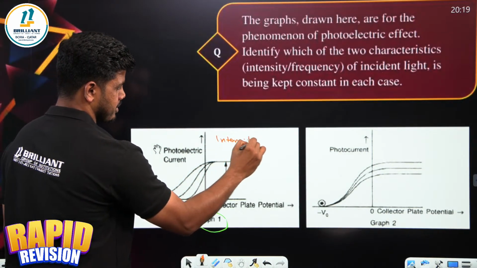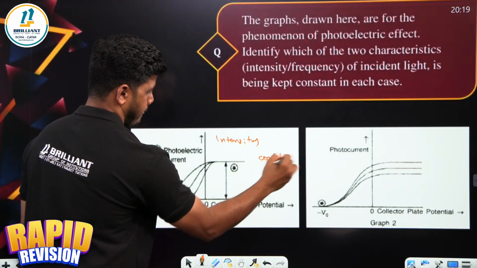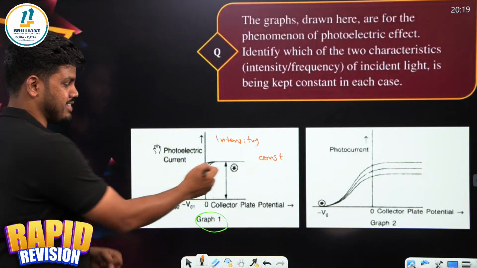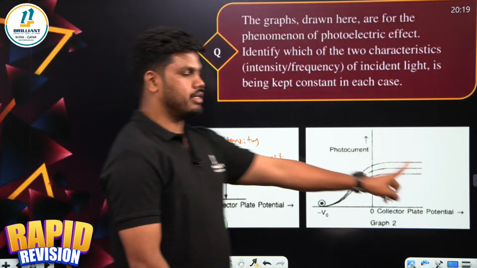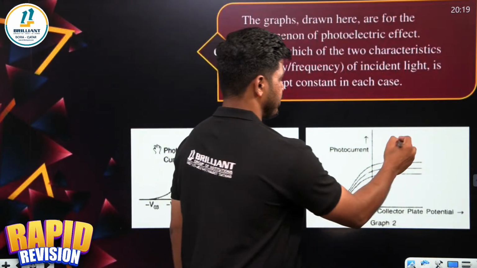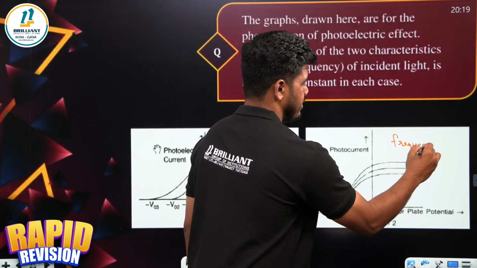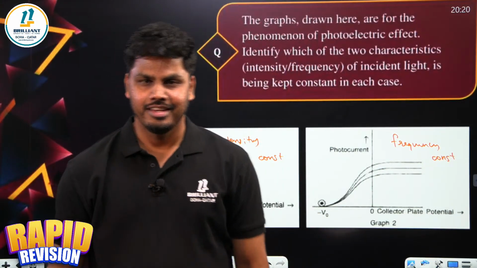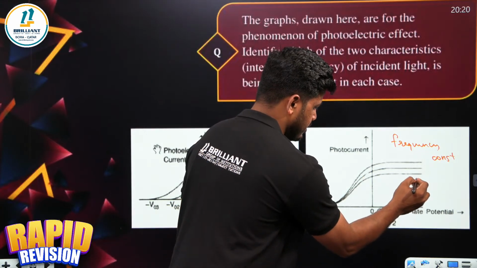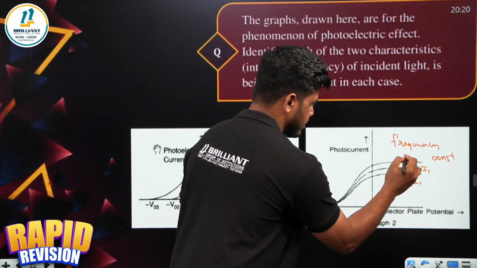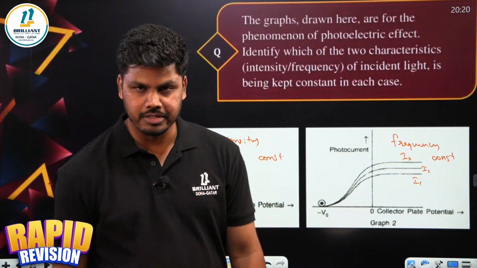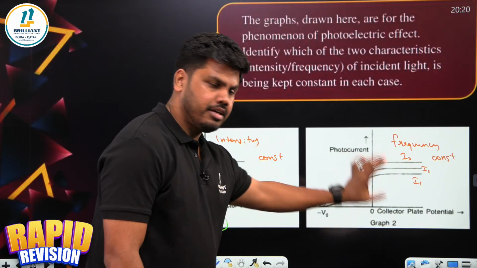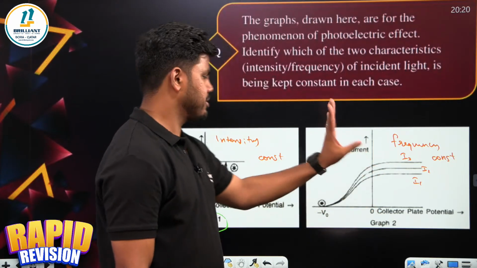Here intensity constant, because different frequencies, different stopping potential, but same current value. And look at this. In the second graph, frequency kept constant because same stopping potential but different values of current, intensity I1, intensity I2, intensity I3. Highest intensity is I3, more current. So it is easy now, right? We know how to identify which parameter is kept constant.